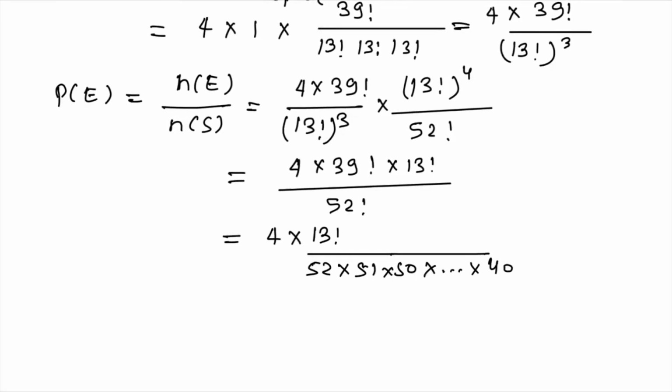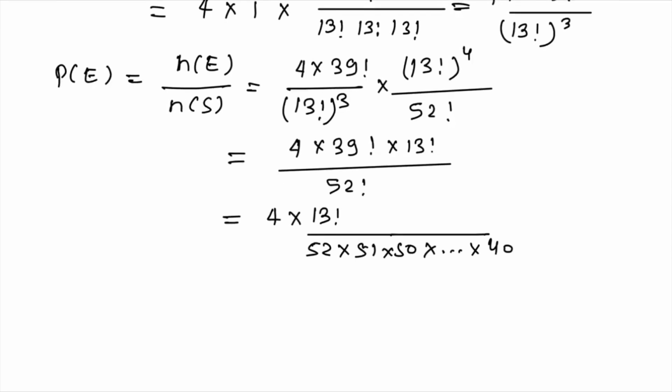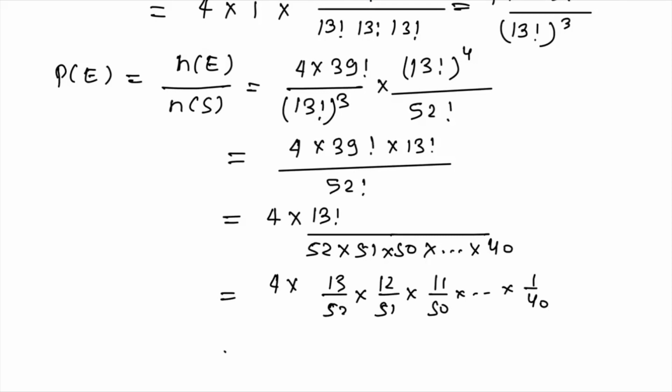And when you simplify this term, you will be having 4 into 13 by 52, then 12 by 51, then 11 by 50, and so on, and you can have 1 over 40 like this. When you calculate this, you will be having an answer around 6.3 into 10 raised to the power negative 12. Okay, you will be having a solution like 6.3 into 10 raised to the power minus 12 there. I hope no issues are there.